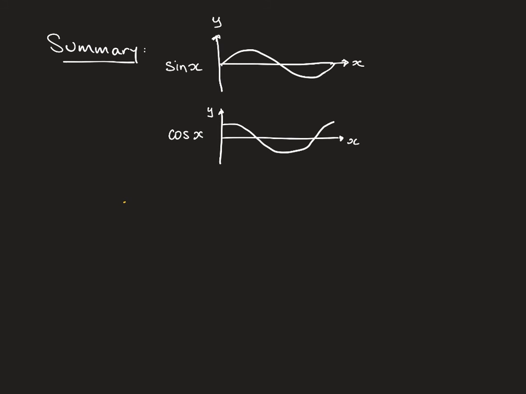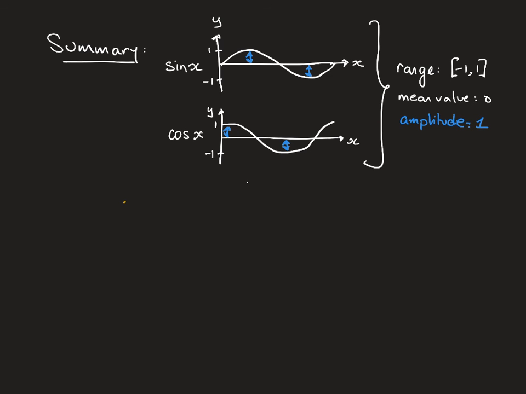So in summary, the sine curve looks like this, the cos curve looks like this. The maximum value for sine and cos is 1, and the minimum value is -1. That makes the range of each of these functions from -1 to 1. The mean value is the middle value between the maximum and the minimum. So for both of these functions, the mean value is 0. The amplitude is 1 and the period is 2 pi.